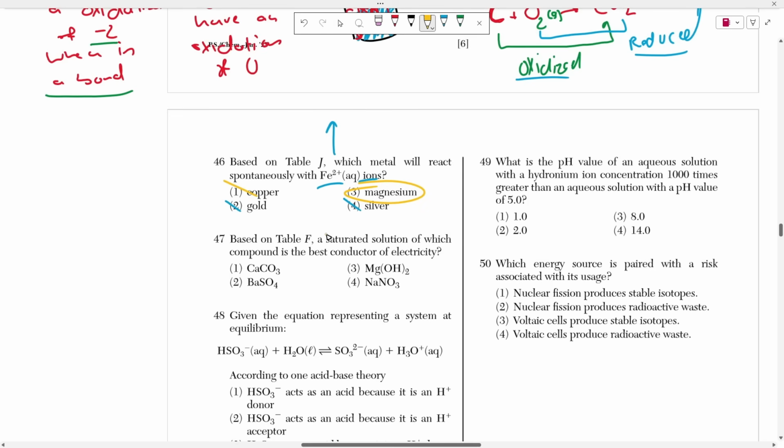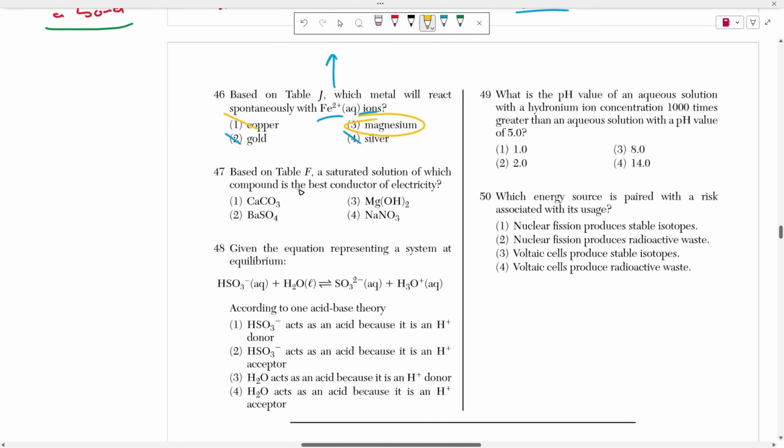Number 47 says, based on table F, a saturated solution of which compound is the best conductor of electricity? So if you want something to conduct electricity, you want the solution to have a lot of ions. Okay, ions are positively and negatively charged particles, and that's good for electricity because you want electricity to move from the positive end to the minus end. So the more ions you have in your solution, the greater a conductor of electricity it will be.